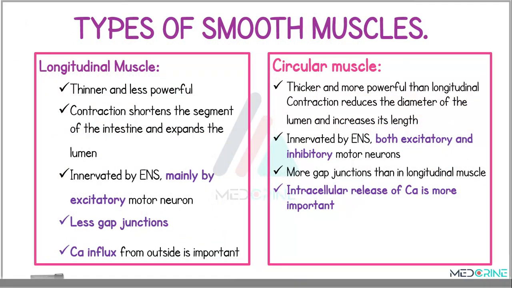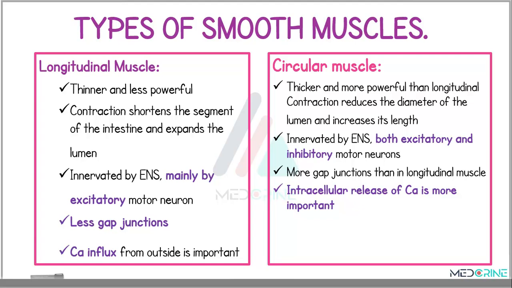What are the types of smooth muscles that we have in the digestive system? We have longitudinal muscles and circular muscles. The longitudinal muscles are thinner and less powerful. Its contraction shortens the segment of the intestine and expands the lumen. These longitudinal muscles are innervated by the enteric nervous system, mainly by excitatory motor neurons, and they have fewer gap junctions. In these muscles, calcium influx from outside is important.